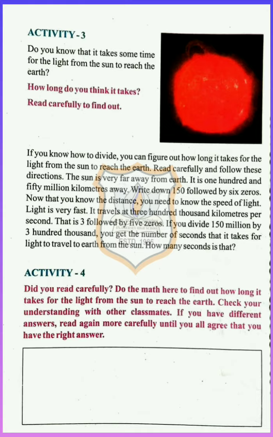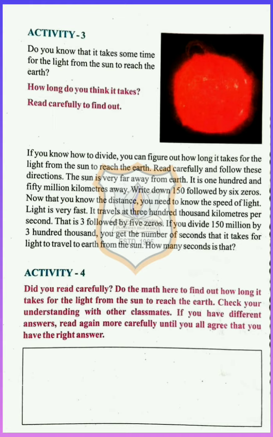Next is activity number 4. Did you read carefully? Do the math here to find out how long it takes for the light from the sun to reach the earth. Check your understanding with other classmates. If you have different answers, read again more carefully until you all agree that you have the right answer. So this activity you have to do by yourself as homework, children.